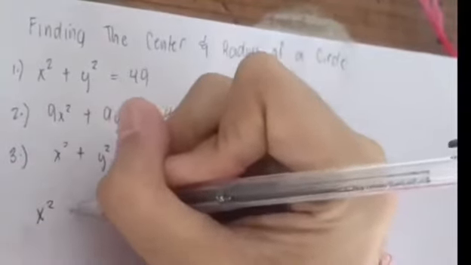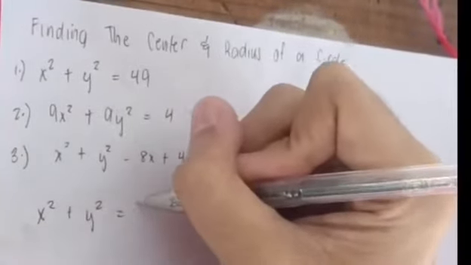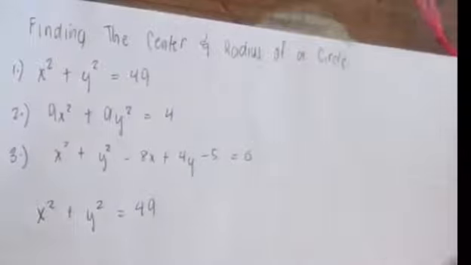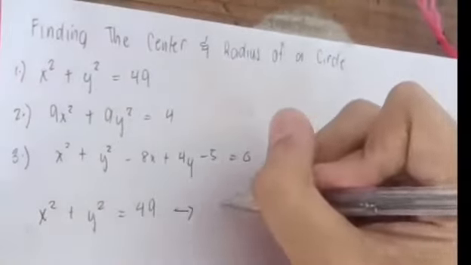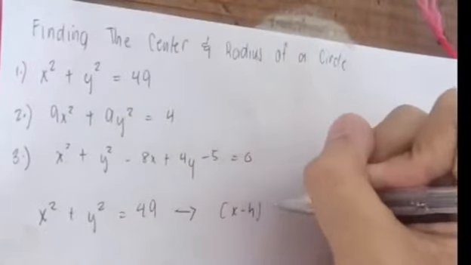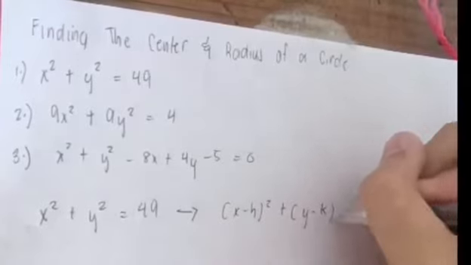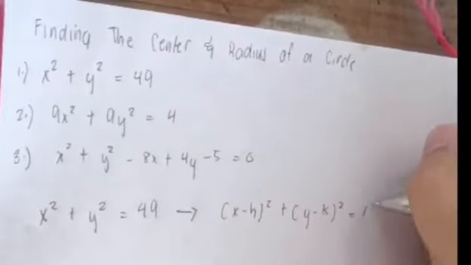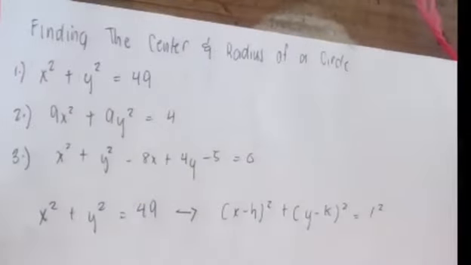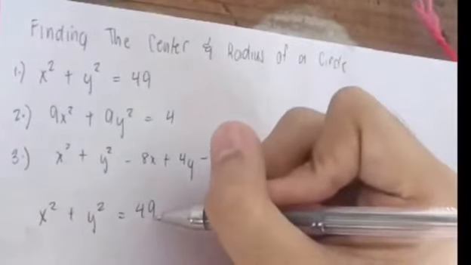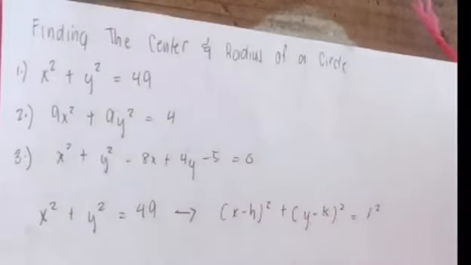Our equation is x squared plus y squared is equal to 49. To determine the center and radius, we need to write this equation into center-radius form: (x minus h) squared plus (y minus k) squared equals r squared. As you can see, in our equation we don't have h and k. That means our center is 0, 0.